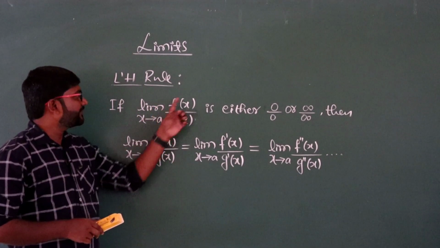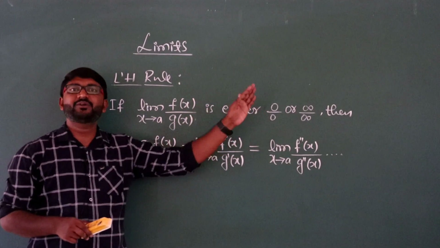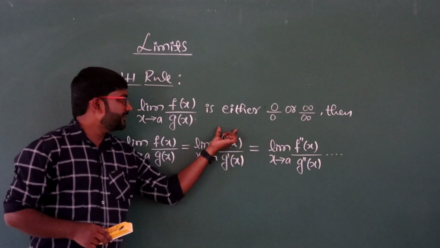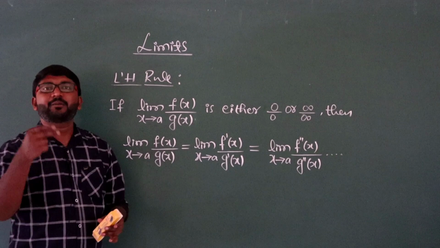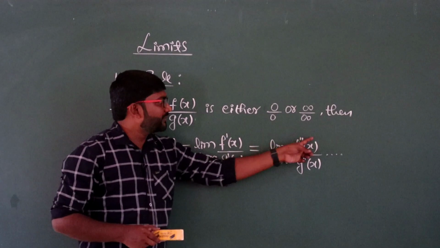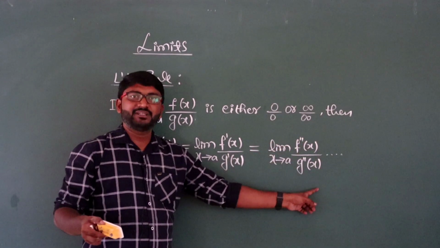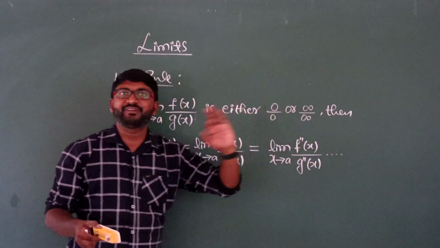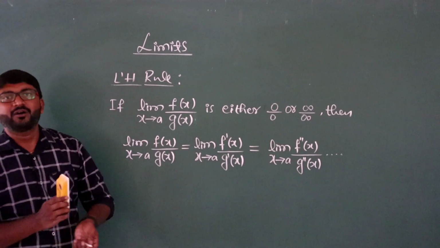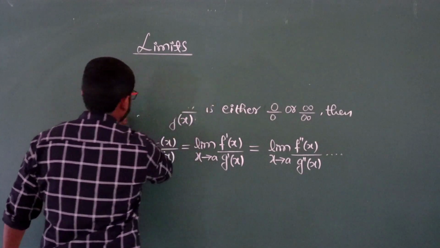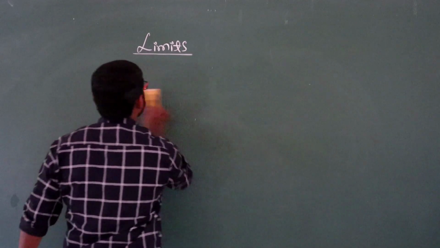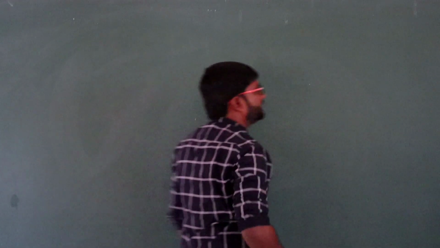If limit x tends to a, f of x by g of x is either 0 by 0 or infinity by infinity, then this can be written in this form. Take the derivative of the numerator by the derivative of the denominator and apply the limit. If you get the indeterminate form once again, we will have to take the derivative of the numerator and the derivative of the denominator again, and this process continues until we get the correct answer. With the help of this rule, I will be solving some of the objective questions now. Well, we will take up the questions now.